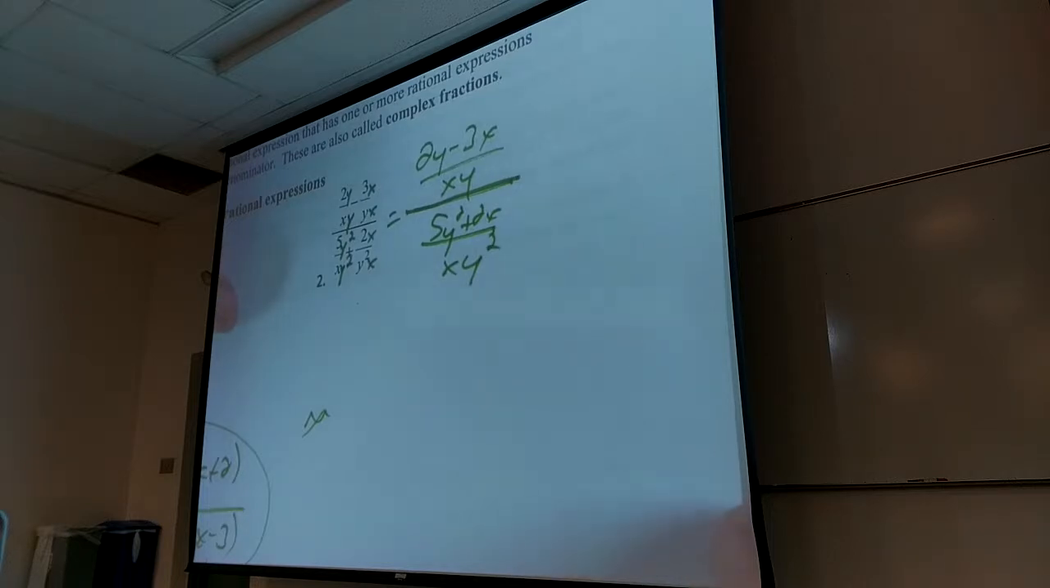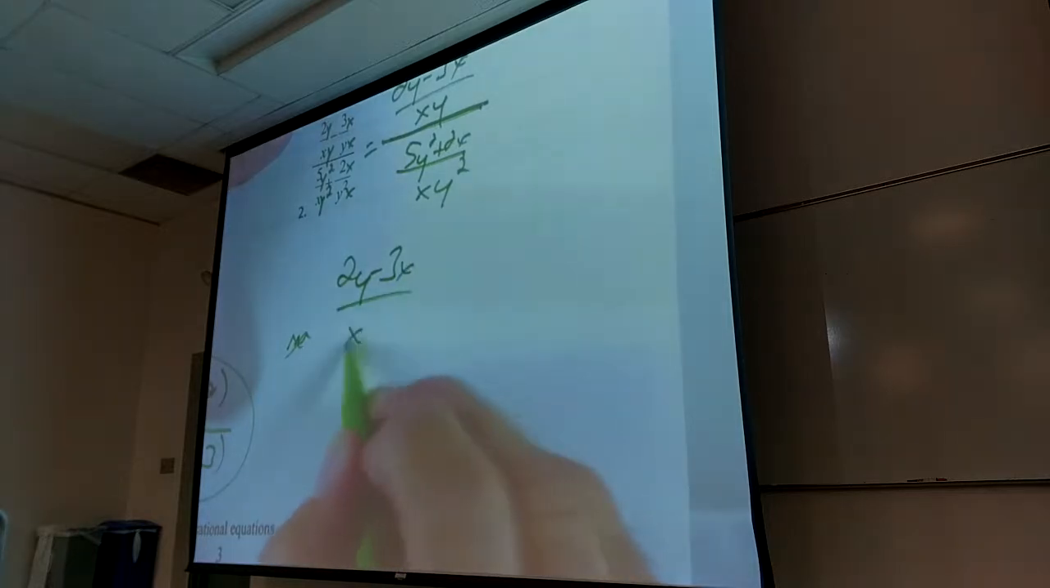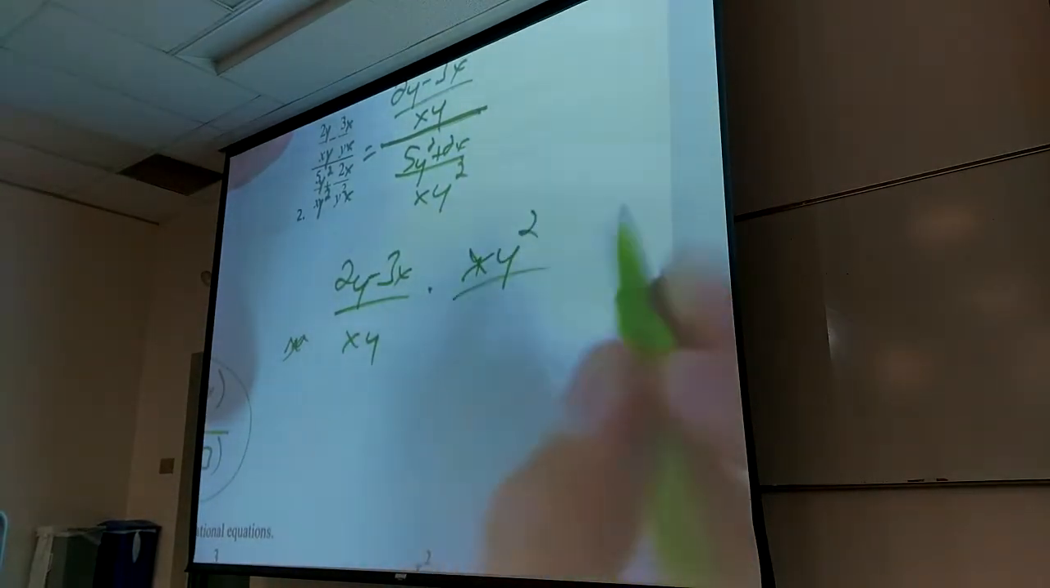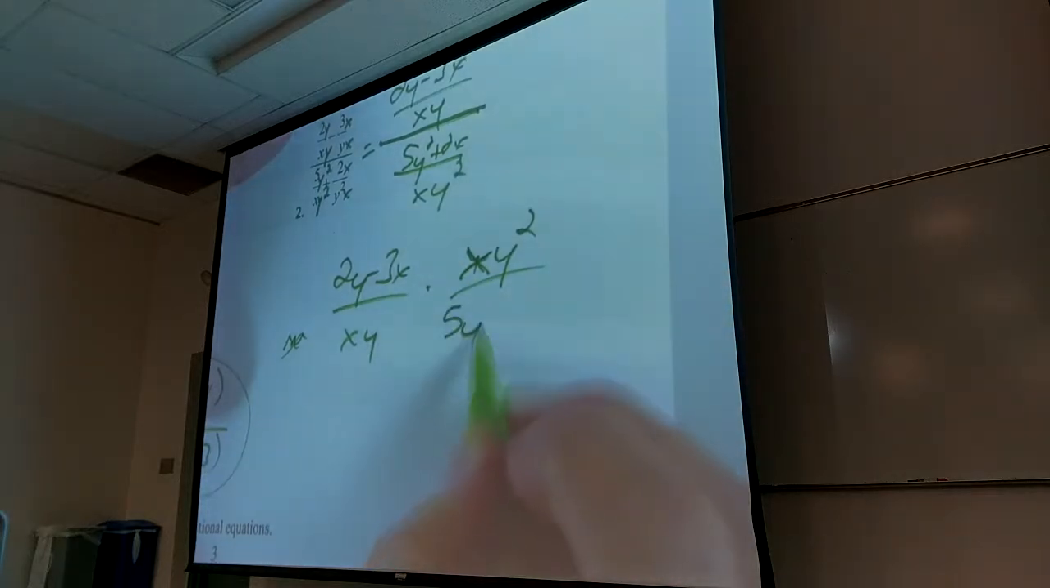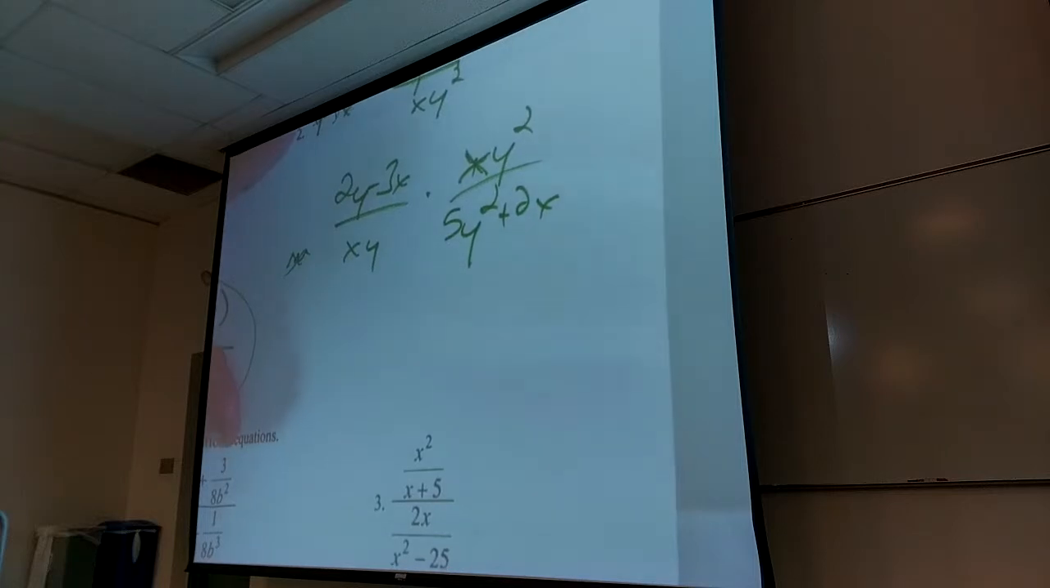So some of mathematics is saying, okay, if it was here, I would know what to do. It's not there, let me get it there, then I know what to do. So if I rewrite this, 2y minus 3x over xy times, turn you around, and write it correctly, the reciprocal. It's good enough for government work.